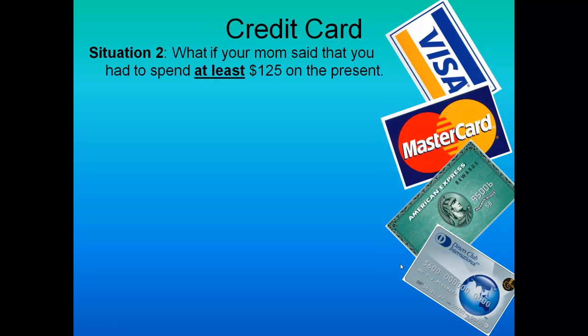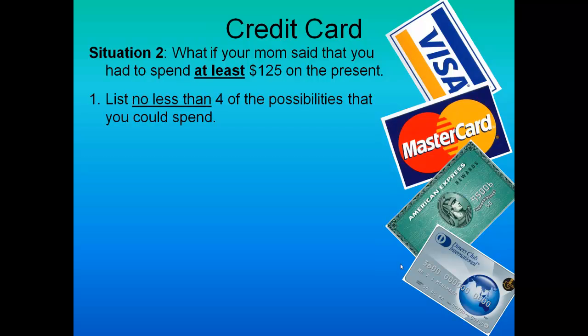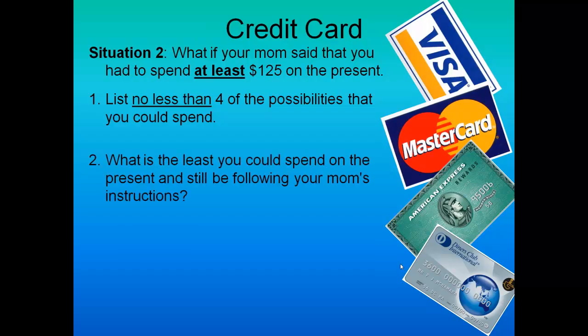Okay, so let's do a second situation. This time your mom told you that you couldn't be a cheapskate, you had to spend at least $125 on the present. So now write down 4 possibilities of what you could spend. Okay, as long as the numbers that you wrote were $125 or more, you are correct.